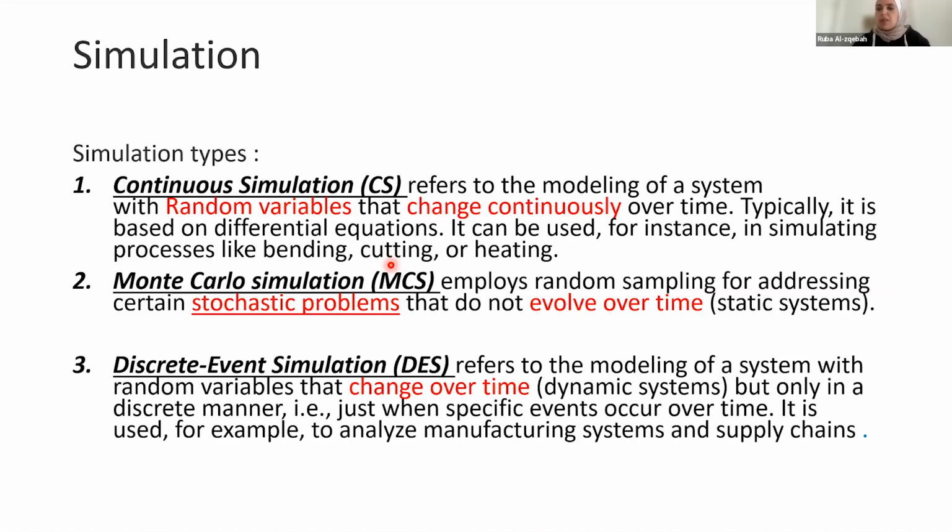An example is when you roll two dice, and the simulation gives you the probability of the outcome. It's a static system. But discrete event simulation is what we are interested in. It models random variables that change over time in a dynamic system, but only in discrete manners. For example, when an event occurs, the status of the system changes, such as material entering the production system or departing. It captures all these events.